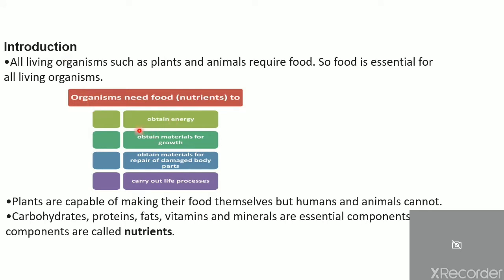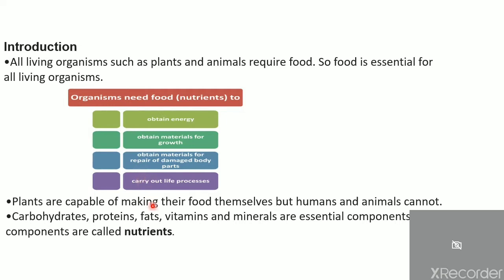First, not only for survival, we require food to obtain energy so that we can perform all the activities. Second, we require food for the growth of the different parts of the body. Then we require food for the repairing of the damaged body parts and to carry out all the life processes, whether it's digestion, respiration, excretion, etc.